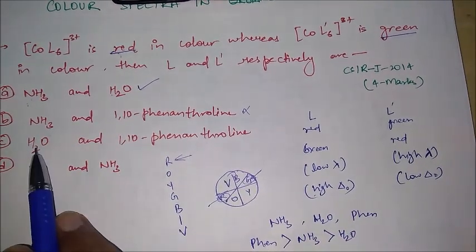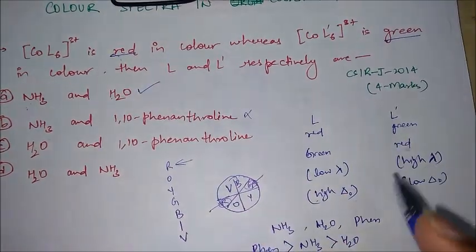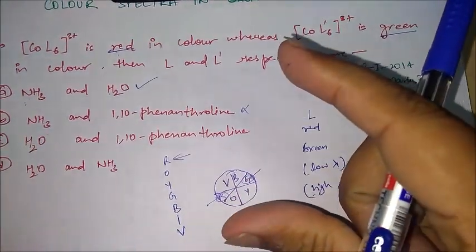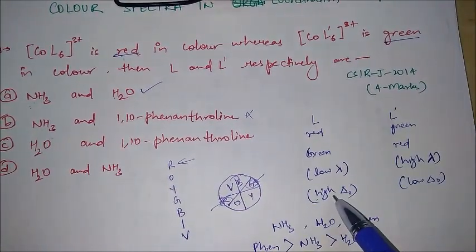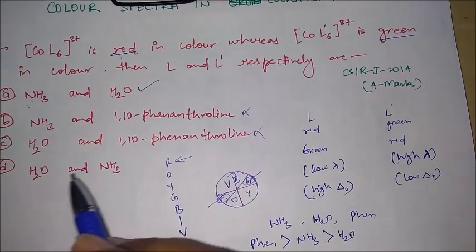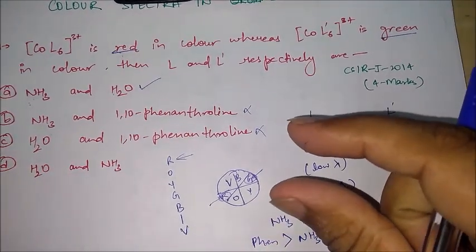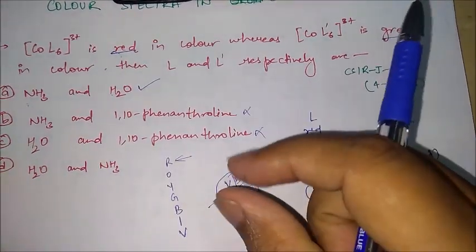Now for the third option also, if you see, H2O is a weaker ligand, so it will give you lesser delta O, and phenanthrolene will give you higher delta O. So they should be low and high, which is not the case. So this is also not true. For the last one also, H2O is a weaker ligand, so it will give you less delta O, and NH3 will give you high delta O.